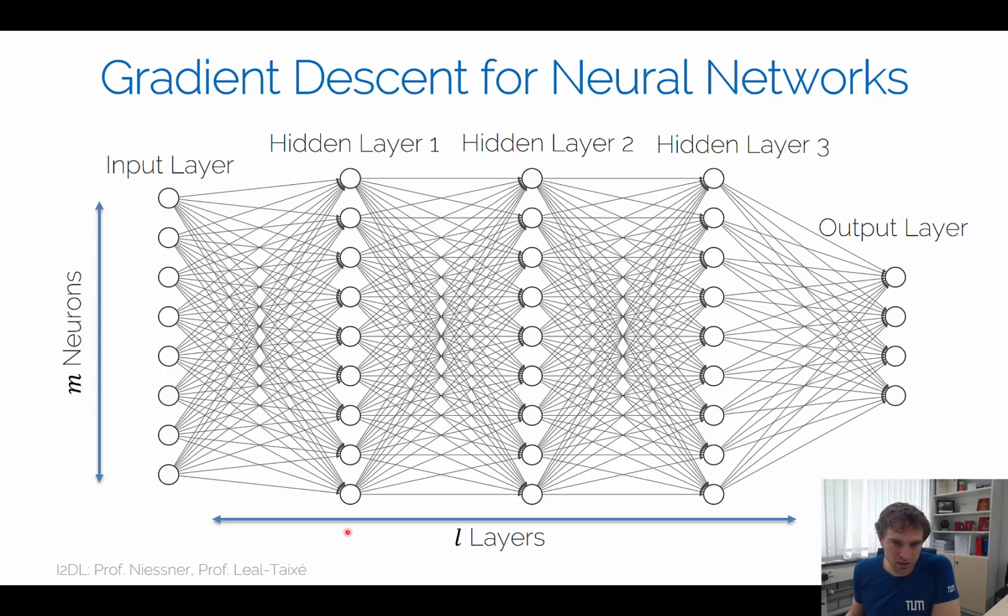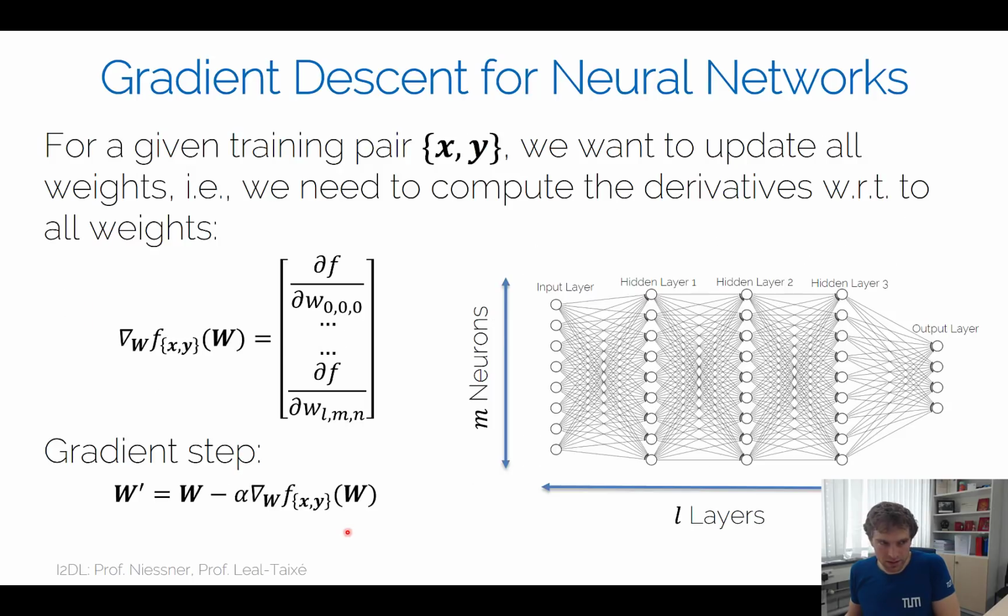Okay, so if we're doing gradient descent for neural networks, what we do now is we're taking a training pair, X and Y, and based on this training pair, we want to update all the weights, including the biases. I haven't written them down here, but they will come. So we want to update all the weights, meaning that we need to compute all the derivatives with respect to these weights. And that's what we're doing with backpropagation. That's what we've just learned.